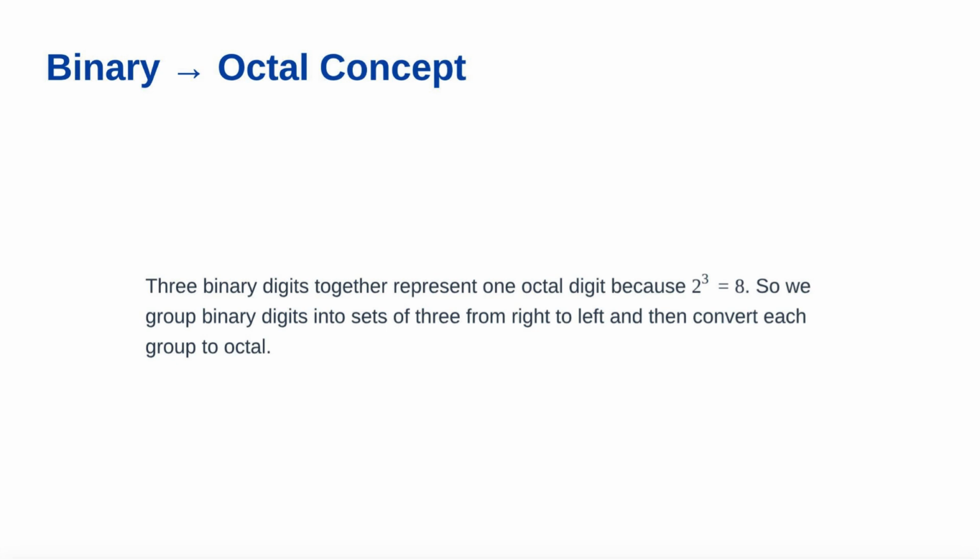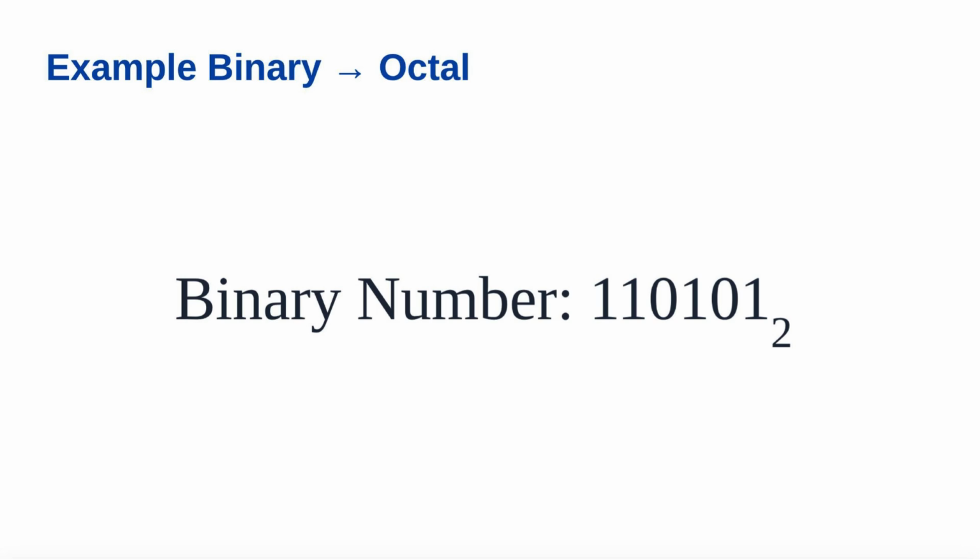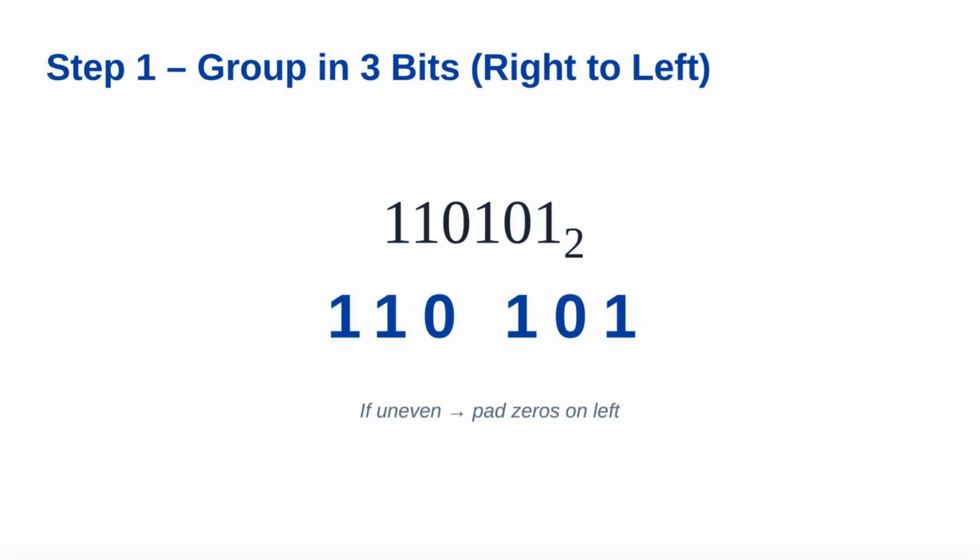For binary to octal conversion, 3 binary digits together represent 1 octal digit. This is because 2 cubed equals 8. Let's convert the binary number 110101 base 2 into octal. We group the binary digits in sets of 3 from right to left, so it becomes 110 and 101. If digits are not enough, we simply add zeros on the left.